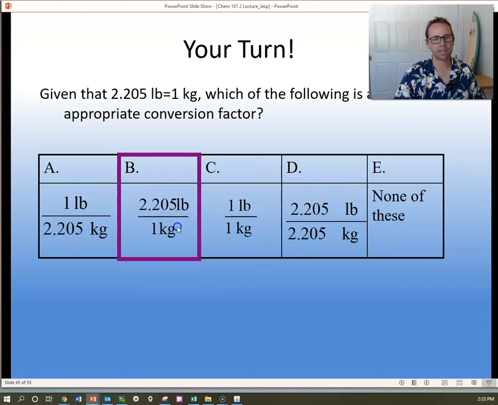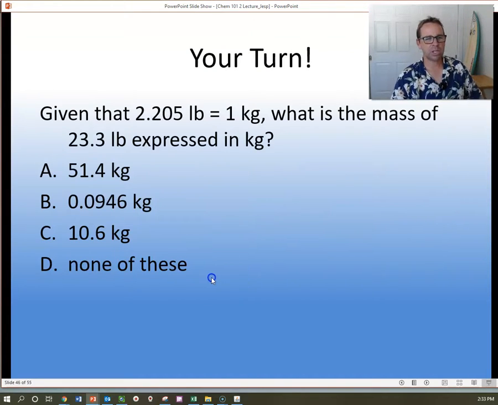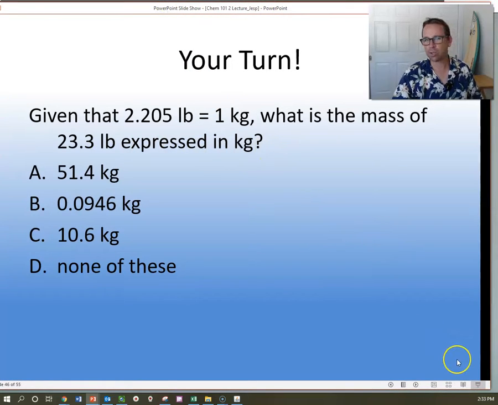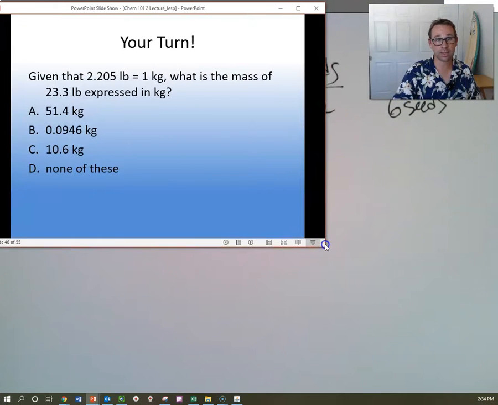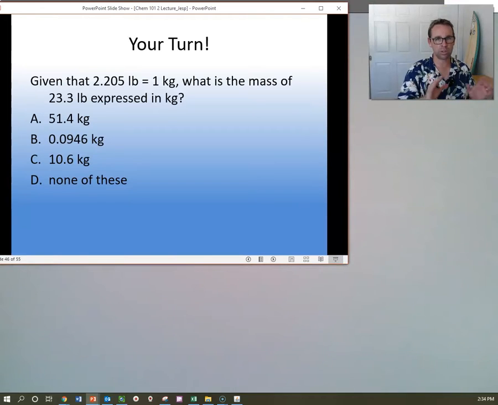Okay, that's right. Excellent. And then if we take that information onto this question here, given that 2.205 pounds is 1 kilogram, what's the mass of 23.3 pounds expressed in kilograms? Now, this is a question you could ask Google, and it would spit out a number for you, right? But that's not what we're interested in. What we're interested in is setting up the blueprint, the dimensional or unit analysis in which we can see the solution in front of our eyes. So what do I got to do to set this up?